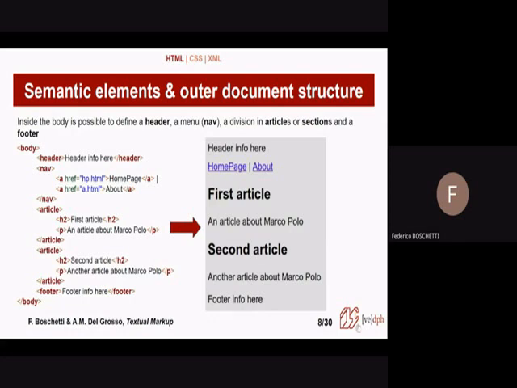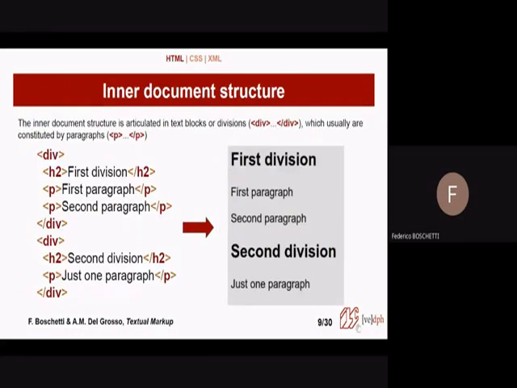The inner document structure is articulated in text blocks or divisions by divs, which usually are constituted by paragraphs that are indicated by P. Okay, so for example, we have a first division, and the H2 is a header. There are H1, H2, H3, and so on that indicate the headers of nested subdivisions, okay.